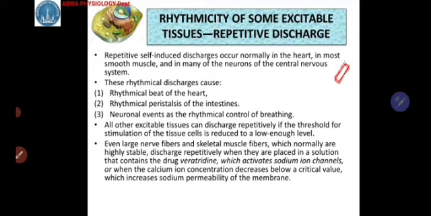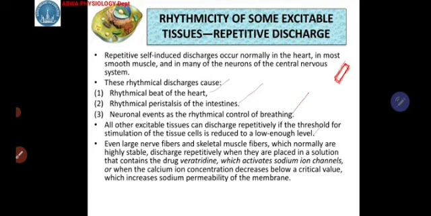Repetitive self-induced discharges occur normally in the heart, most of the smooth muscles, and many of the neurons of the central nervous system. The rhythmical discharges cause the rhythmical beat of the heart, rhythmical peristalsis of the intestine, and neuronal events such as the rhythmical control of breathing. All other excitable tissues can discharge repetitively if the threshold for stimulation of the tissue cell is reduced to a low enough level.